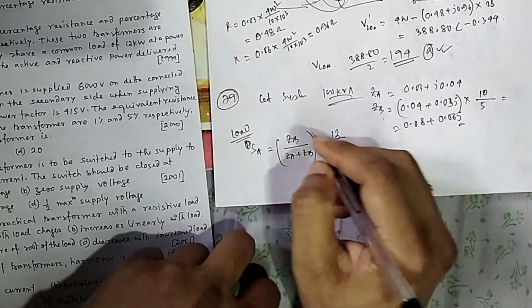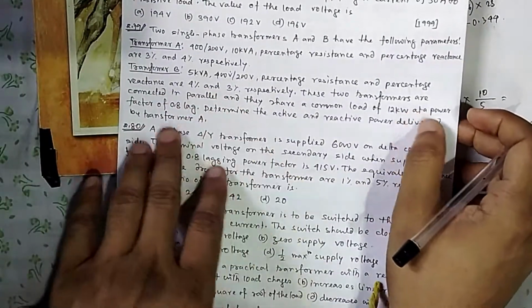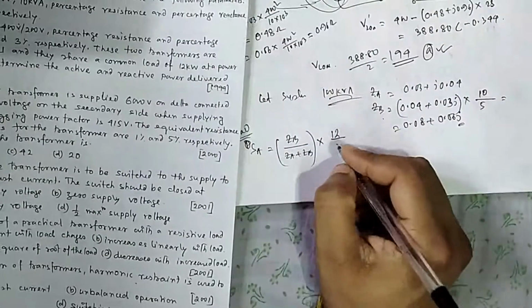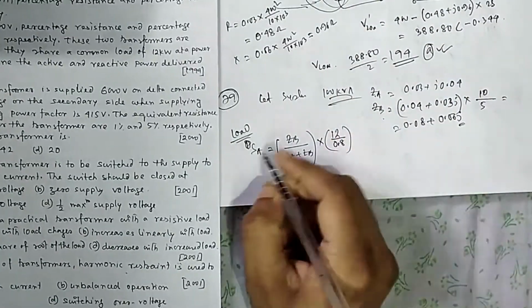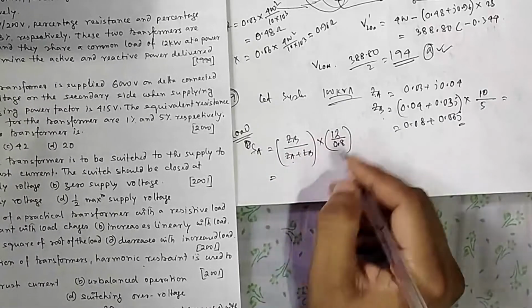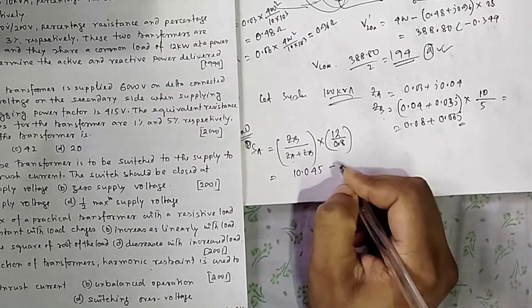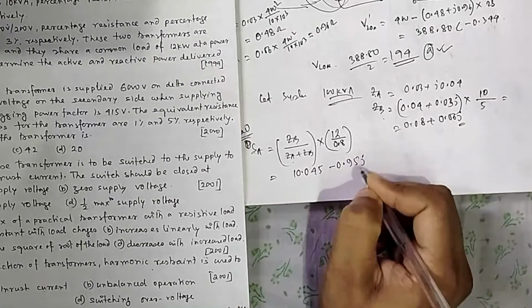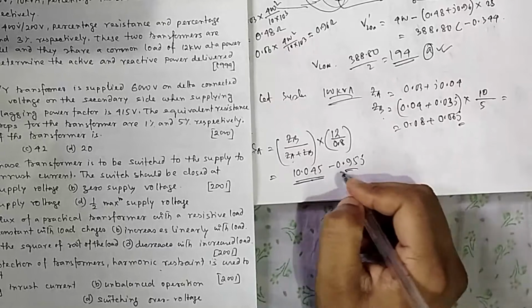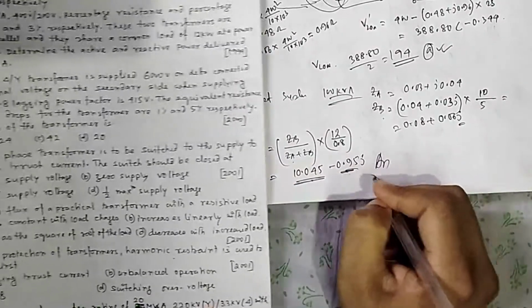So total power is 12 kilowatt at 0.8. In kVA, if you divide it, it will be 12 divided by 0.8, because I am taking complex power. If you put all these values and finally divide, you will get 10.045 minus 0.95 J. So this much P it is delivering, and this much minus Q, transformer A. So that is your answer.